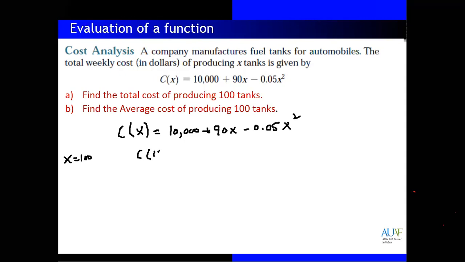C of 100 is equal to 10,000 plus 90 multiply with 100 minus 0.05 into x square. Same replacing, simplifying: 10,000 plus multiply these two equal to 9,000.